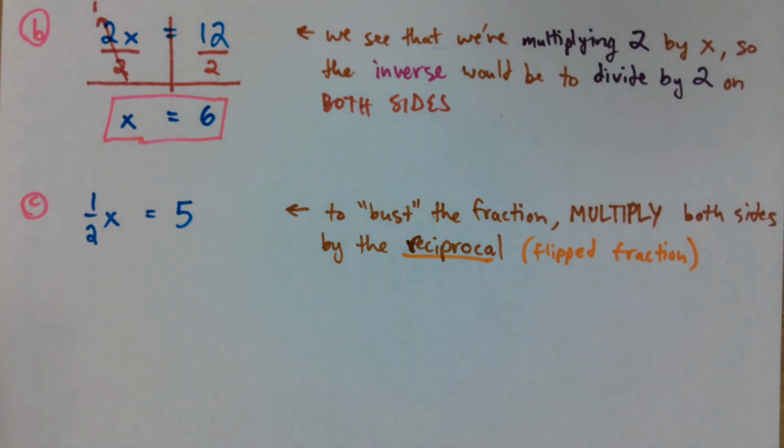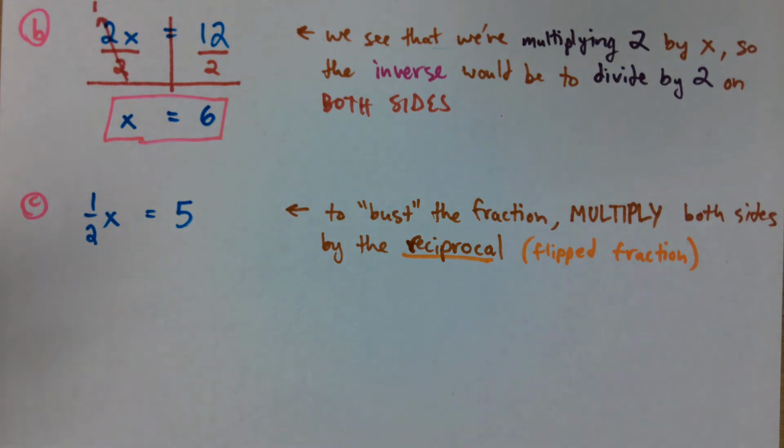R-E-C-I-P-R-O-C-A-L. We've talked about reciprocals briefly in this class. But reciprocal is just the fraction flipped around. So the numerator becomes the denominator and the denominator becomes the numerator. So we're going to multiply both sides by the reciprocal.